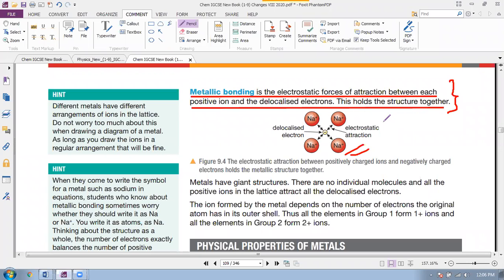Now, group 1 metal atoms each lose 1 electron from their outer shell, so they form 1+ ions. Group 2 metal elements each lose 2 electrons from their outer shell and form 2+ ions. Similarly, group 3 elements form 3+ ions as they lose 3 electrons from their outer shell, and so on.